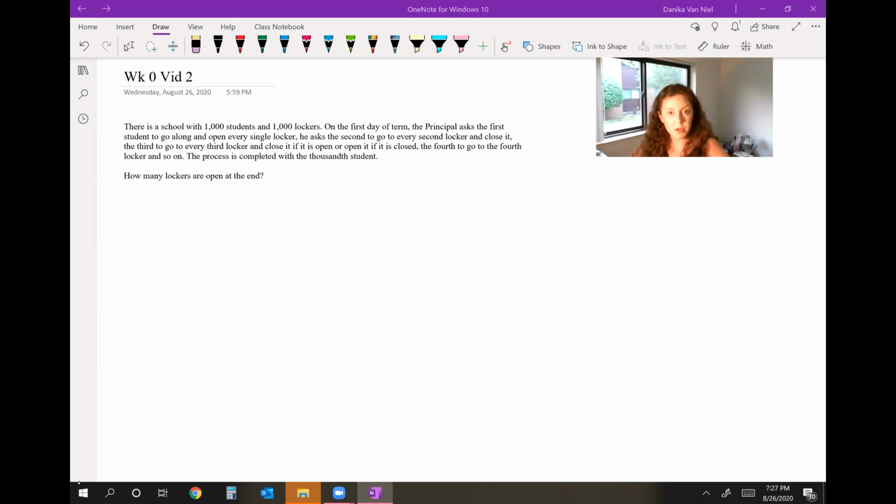I'm a very visual person, so I like to draw pictures. I'm not gonna write 1,000 lockers, but let's just do 4, let's say, at the start. Okay, so the first student goes along, opens all of them. Okay, so from the first student, maybe open.